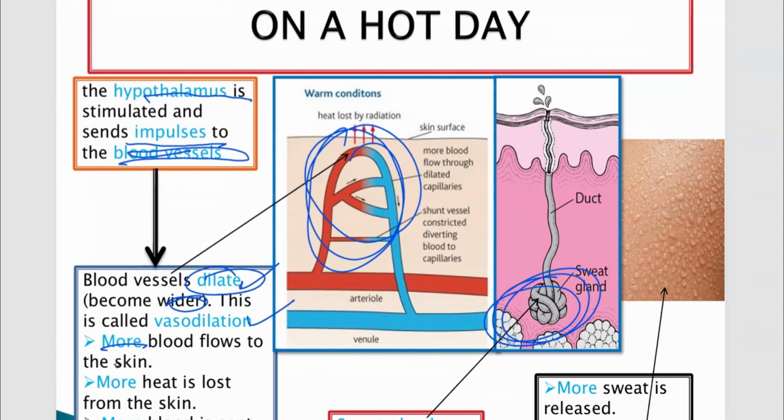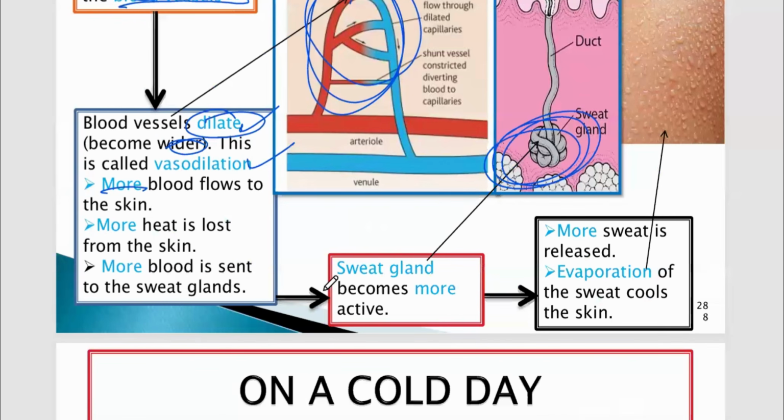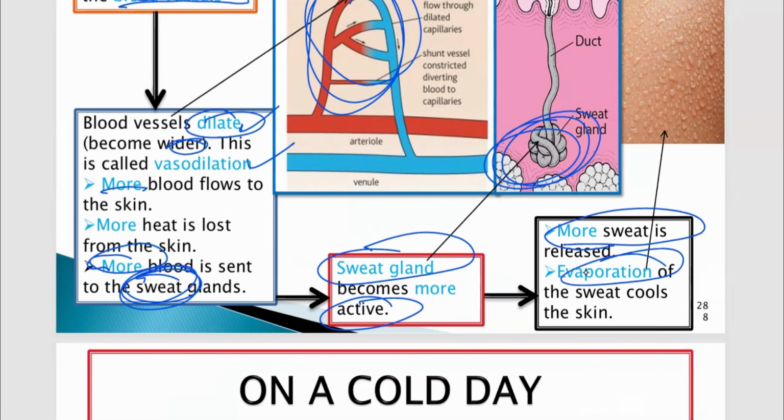More blood will flow near the skin, and then more heat is going to be lost from the skin. And then more blood is going to be sent to the sweat gland, and the sweat gland is going to become more active. Being more active means that it's going to produce more sweat, and this leads to evaporation of the sweat, which will lead to cooling of the body.